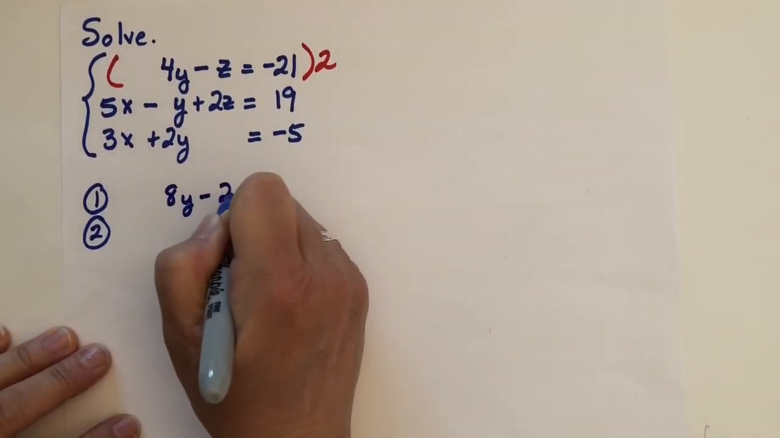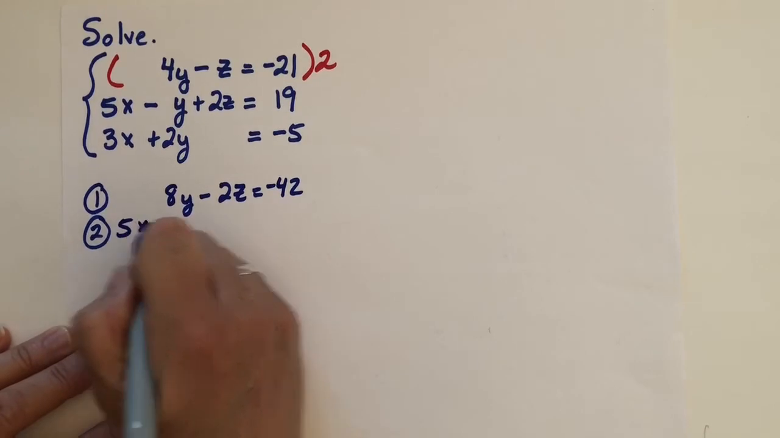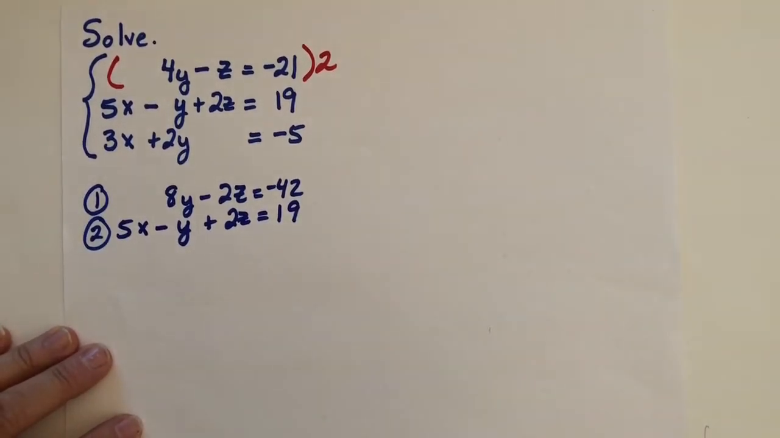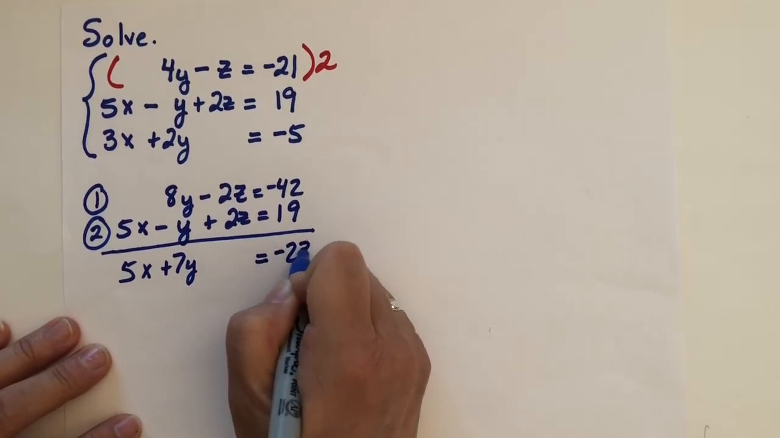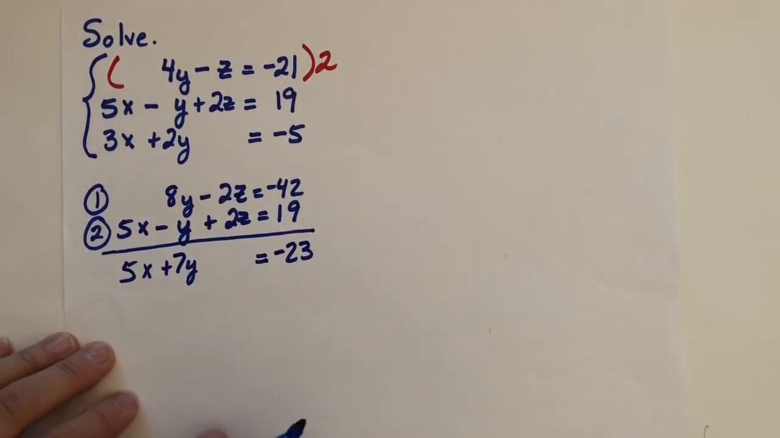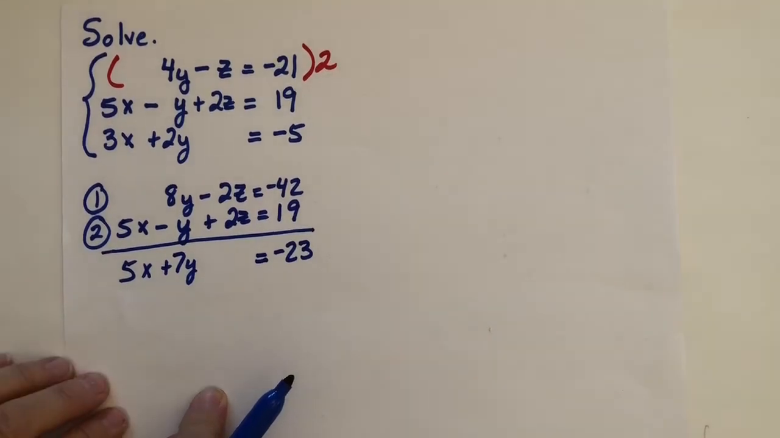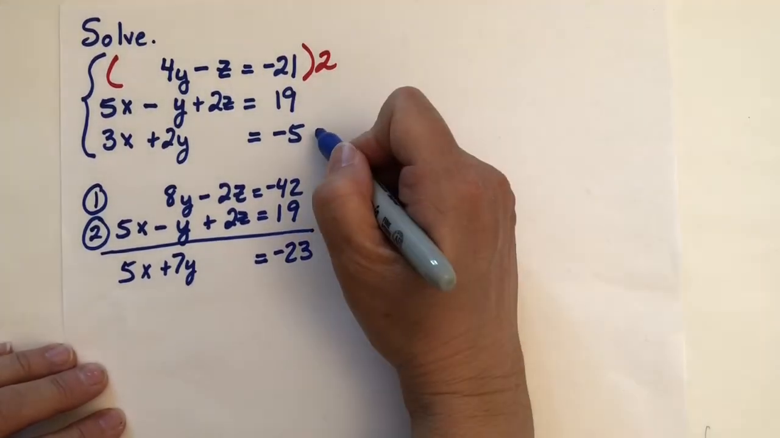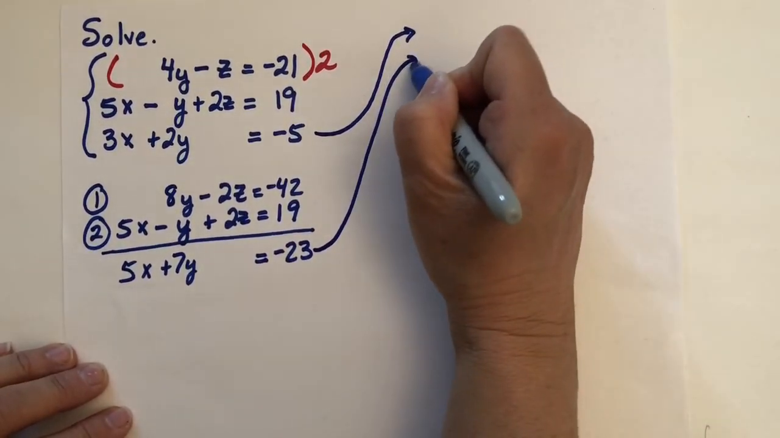So our equation becomes 8y minus 2z equals -42. And I'm going to add that to the second equation, which I'm not going to change. And it looks like that. When I add these together, I get 5x plus 7y equals -23. Now, normally I would have to go back and grab a different pair to eliminate a variable. But notice equation 3 is already missing the z. So we can use that to our benefit. We can use that equation as is in combination with the equation we have just found.